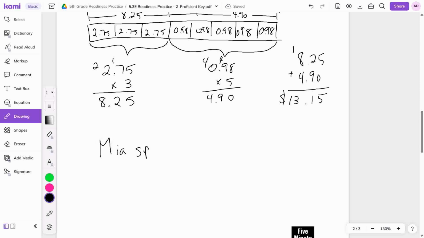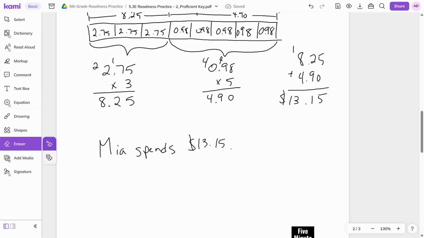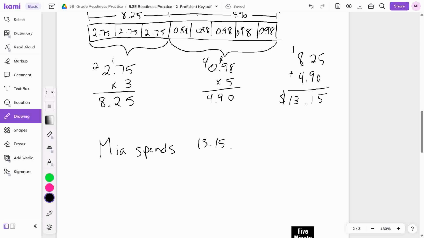Mia spends $13.15. Let's just do it like that. When you've got multiple answers like that, and if you're writing this out for your teacher, you don't want your teacher to have to guess which of these 3 products is the actual final answer.